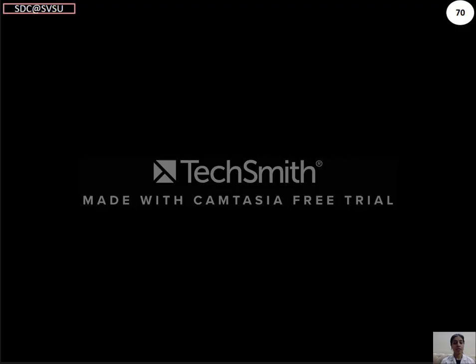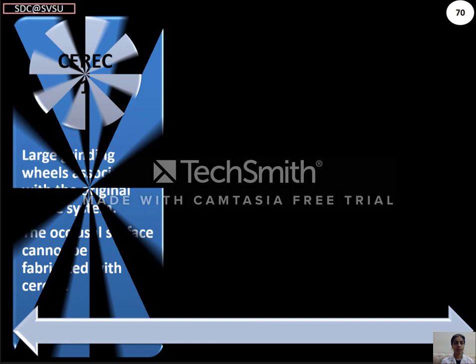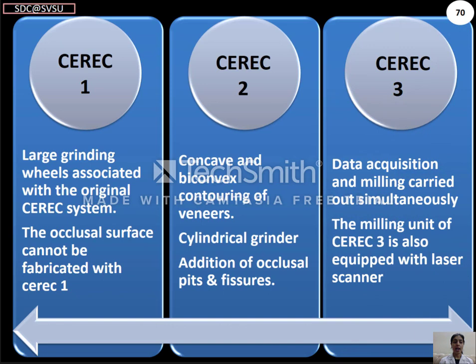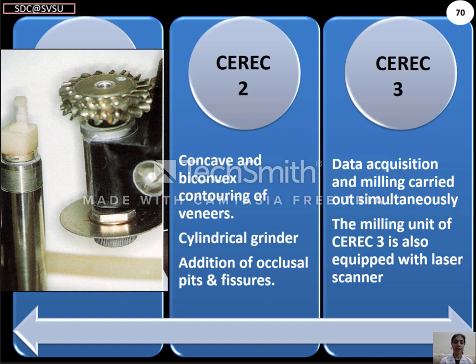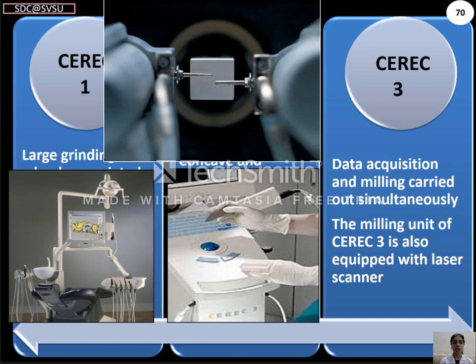Is the only available chairside dental CAD-CAM system which is present. CEREC 1 had large grinding wheels associated, but the only disadvantage was that the occlusal surface could not be fabricated. So CEREC 2 was introduced, which had a cylindrical grinder and they caused concave and biconvex contouring of the veneers. Later on, CEREC 3 was introduced, in which data acquisition and milling could be carried out simultaneously.